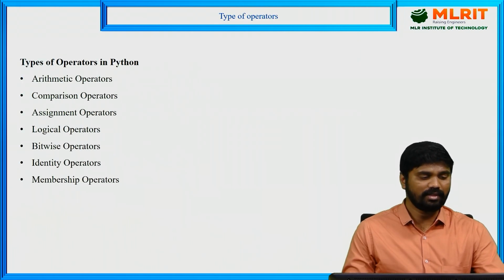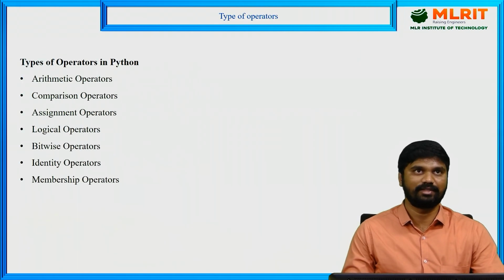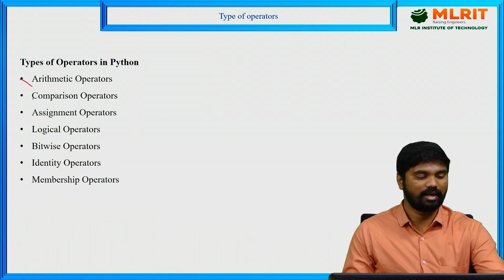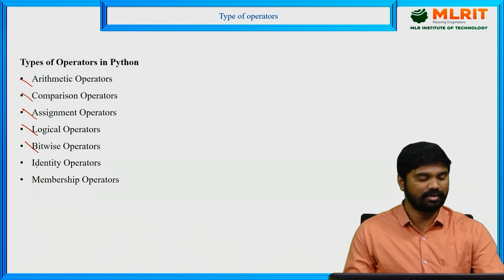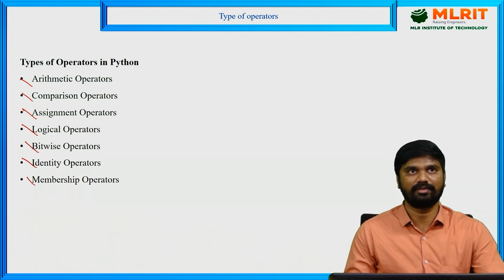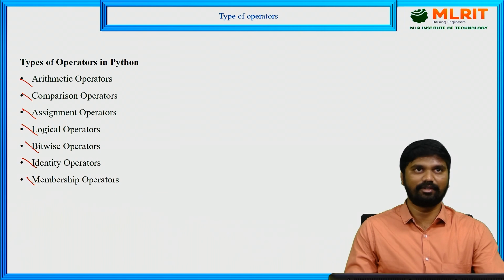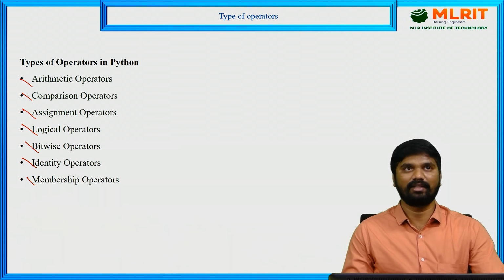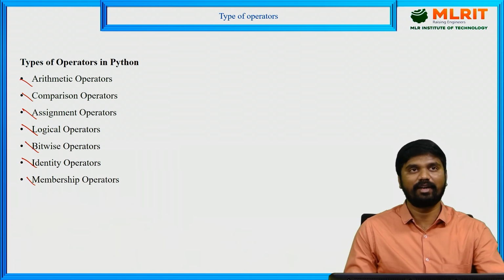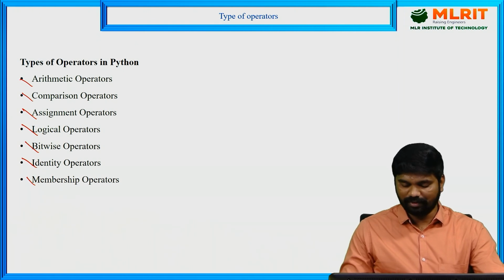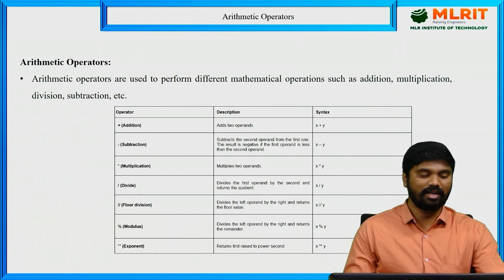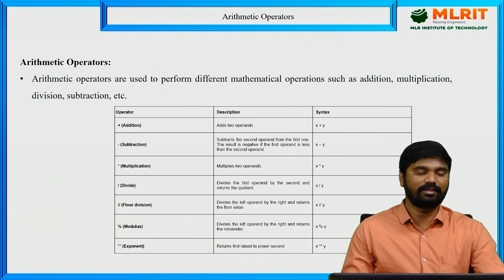Next, here we have the types of operators. We have different types of operators in Python: arithmetic operators, comparison operators, assignment operators, logical operators, bitwise operators, identity operators, and membership operators. Of course, in C or Java programming languages also we have different types of operators. Similarly, in Python also we have different types of operators. First we will discuss arithmetic operators. So what are arithmetic operators?